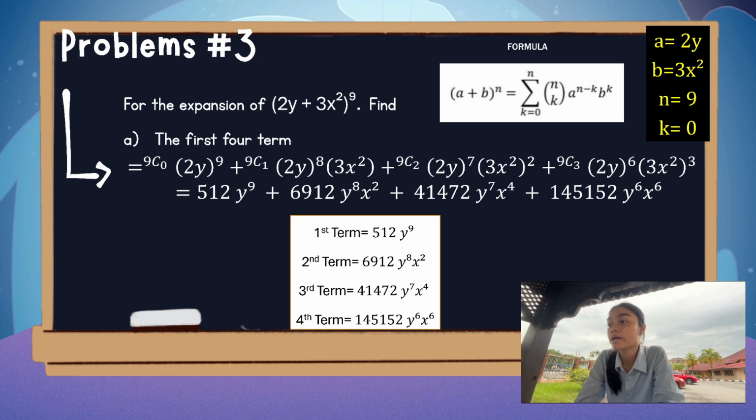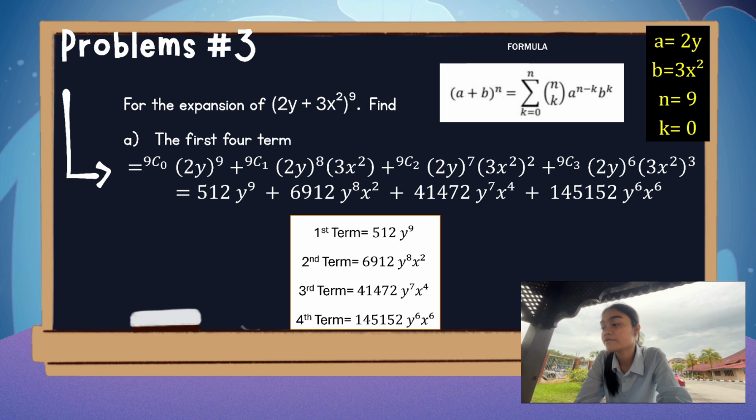So we can just insert the values into the formula, which is 9C0, where 9 is N, NCR, and our K is 0. So 9C0 (2y) to the power of 9 plus 9C1 (2y) to the power of 8 (3x squared) plus 9C2 (2y) to the power of 7 (3x squared) to the power of 2 plus 9C3 (2y) to the power of 6 (3x squared) to the power of 3. After we insert all the values in the formula, we will get the answer.